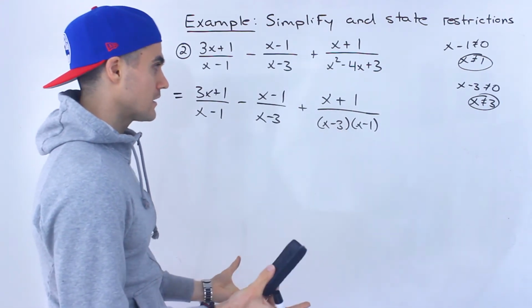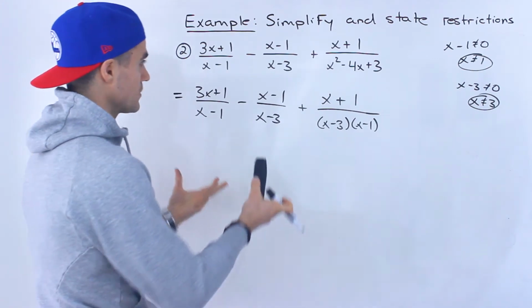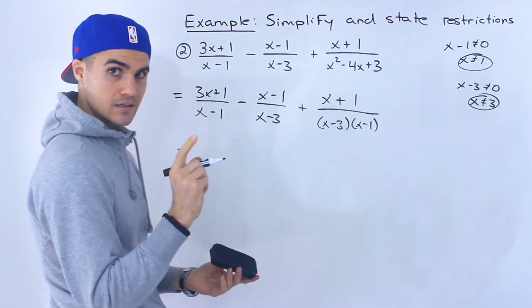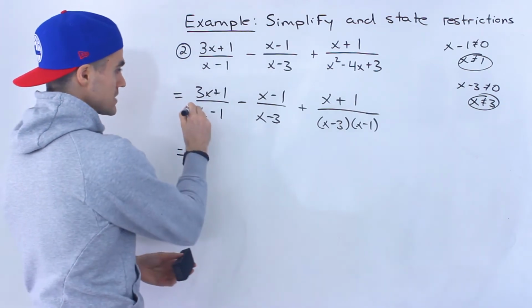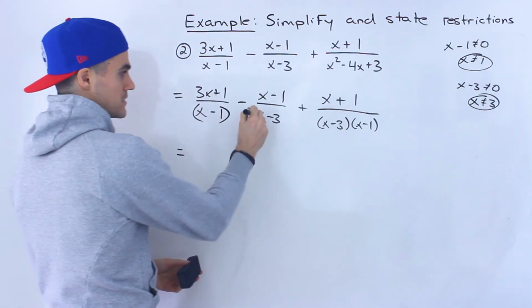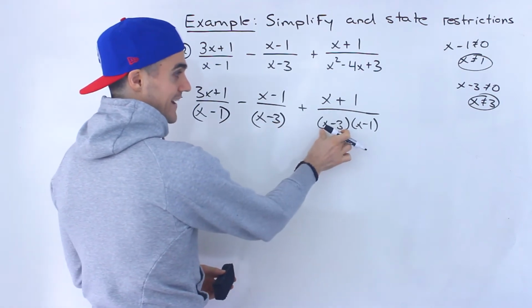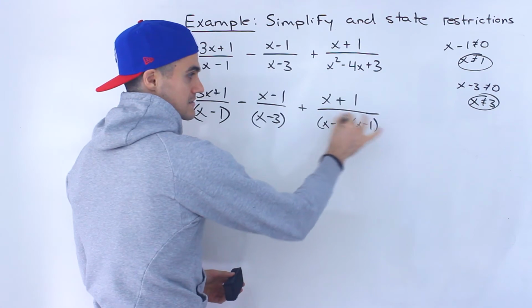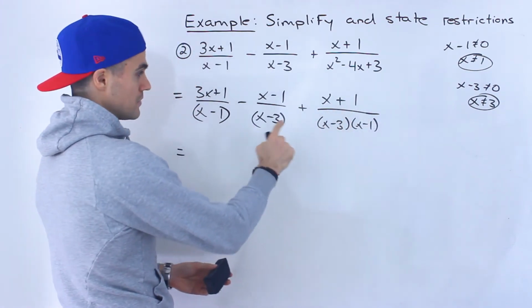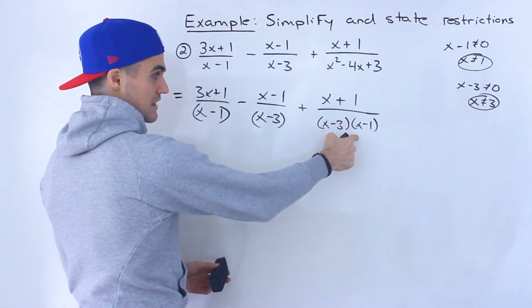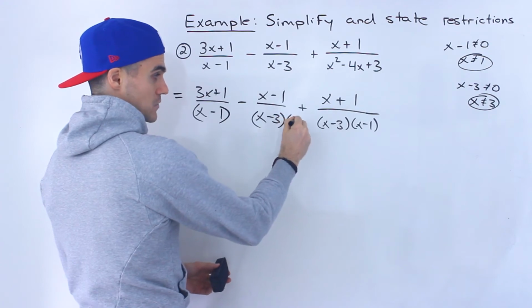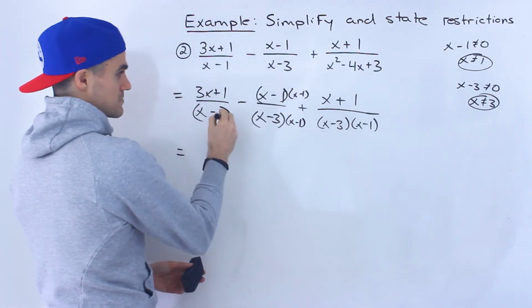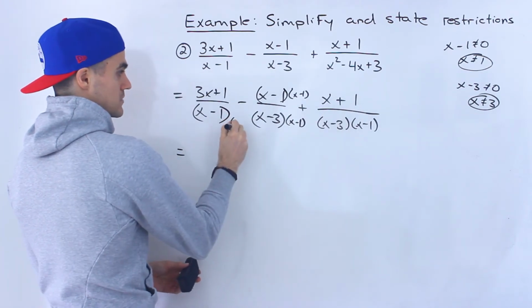And now from here, what we do is we simplify. Notice that we're subtracting, adding fractions, so we need a lowest common denominator. Now, what's the lowest common denominator between x minus 1, x minus 3, and then x minus 3 times x minus 1? Well, it's just going to be this term. Because notice x minus 3 goes into this x minus 1 times. And then notice x minus 1 goes into this x minus 3 times.